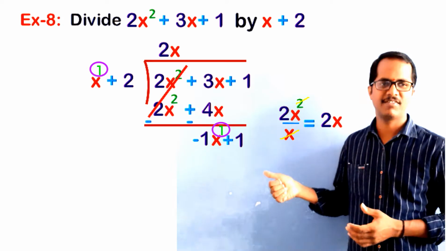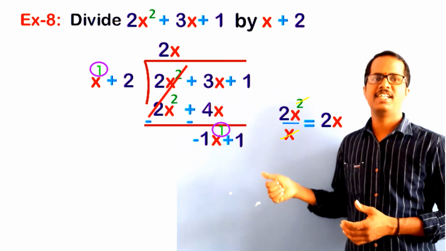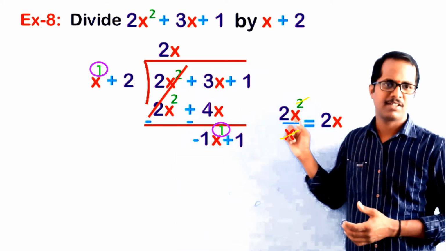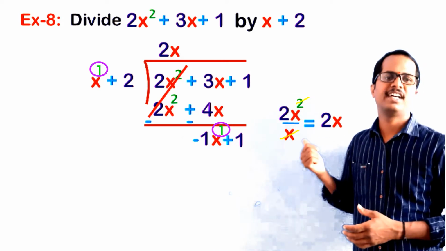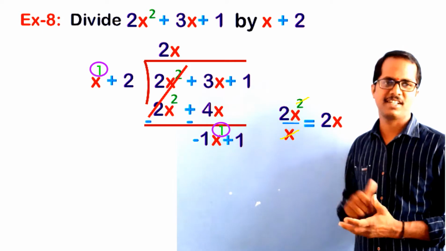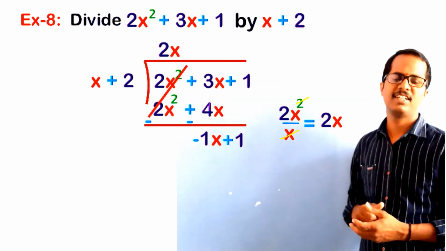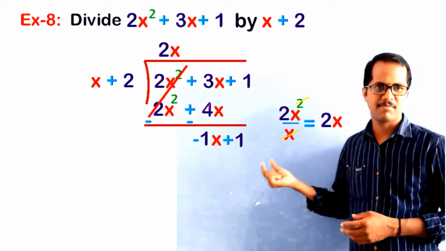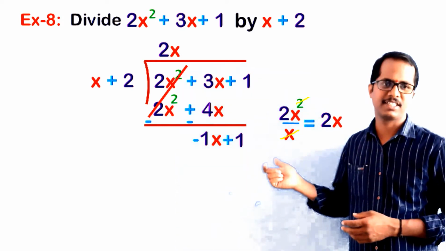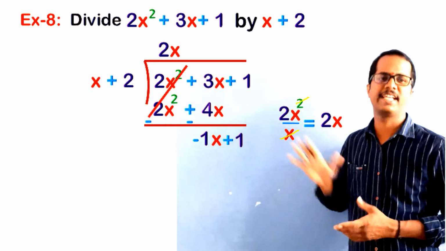Now here the degree of this dividend is equal to the degree of the divisor. Both have the same degree, that is 1. That's why we need to divide again this dividend by the divisor. So let's do that. To get the second term of the quotient, we need to divide the first term of this dividend, that is minus x, with the first term of the divisor, that is x.